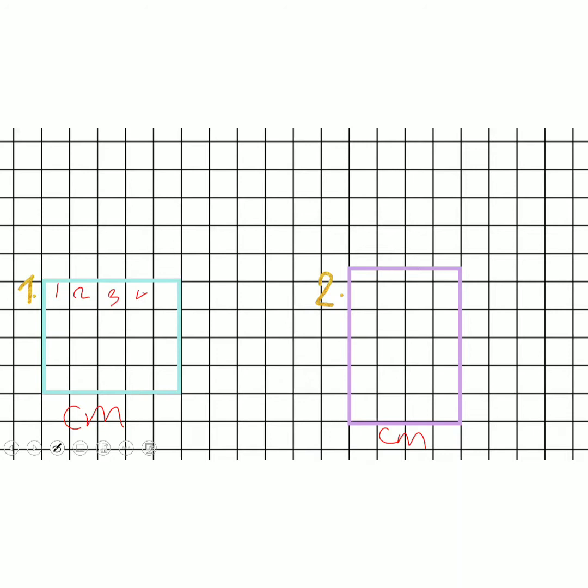1, 2, 3, 4, 5, 6, 7, 8, 9, 10, 11, 12, 13, 14, 15, 16, 17, 18, 19, 20. So that will be 20, but is that correct? No, it's not. Because you need to put centimeter square. Now let's go to number 2.